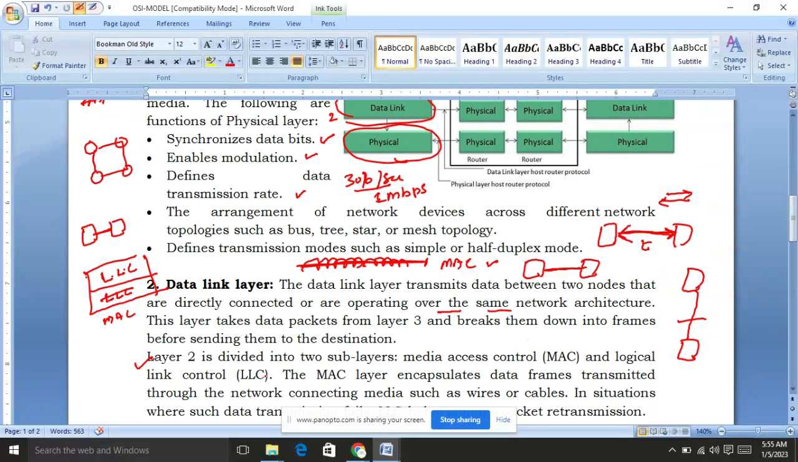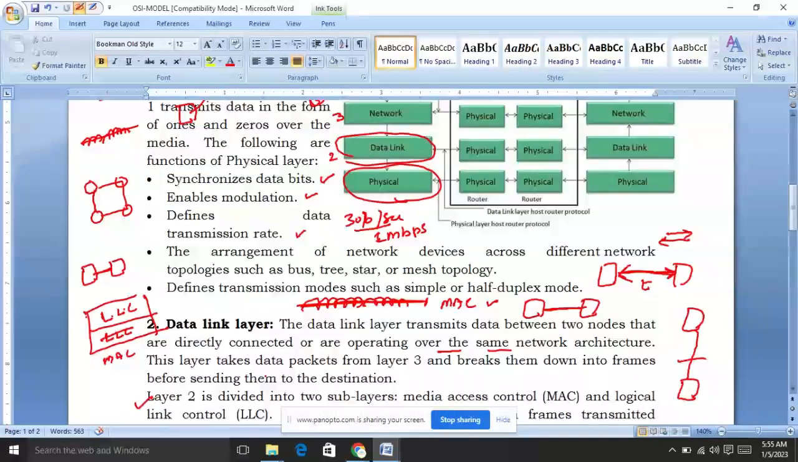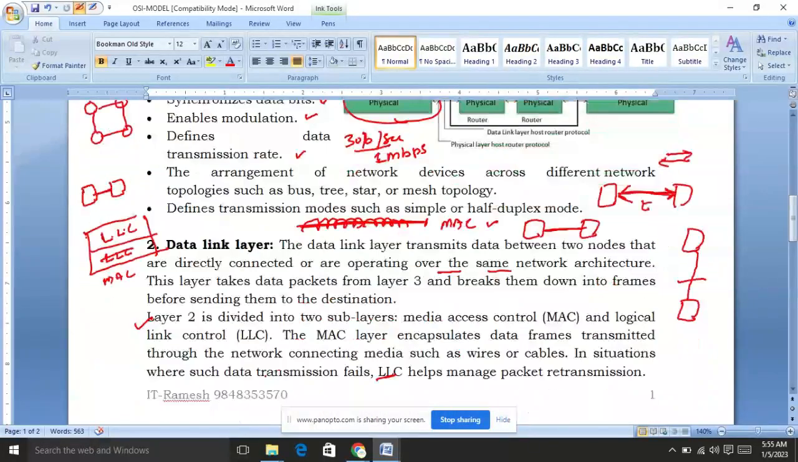Here we are going to get the data from the network layer and we are going to divide the data, suppose the huge data, into packets, that means small parts. Each and every part is known as a packet in the data link layer.